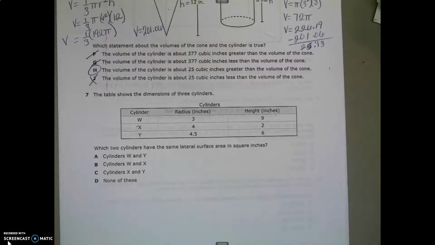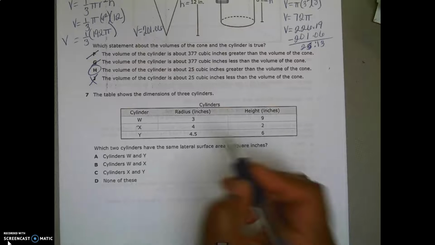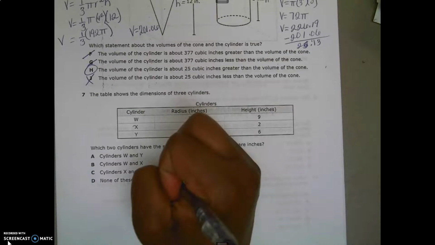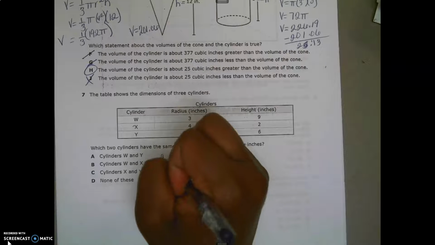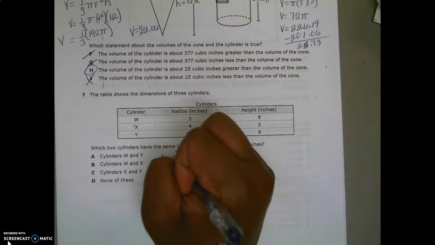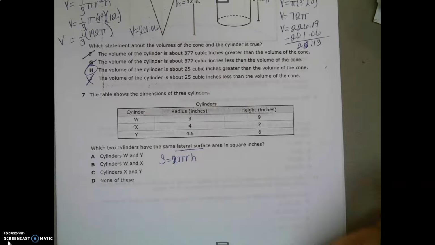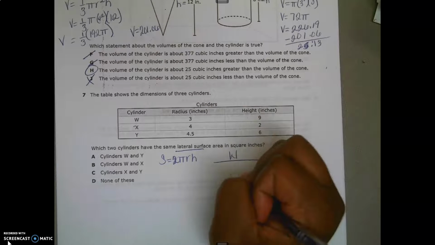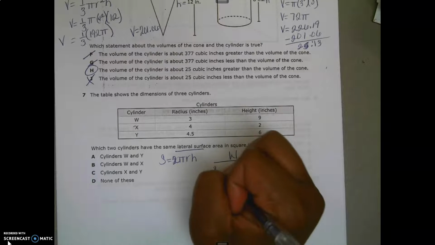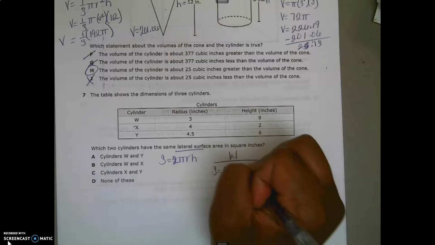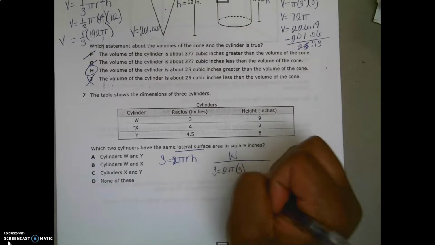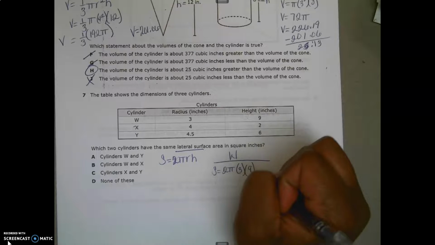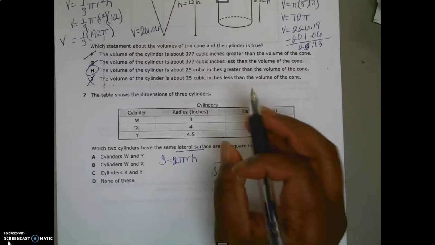Then let's look at number 7. It says that the table shows the dimensions of 3 cylinders. Which 2 cylinders have the same lateral surface area? So my formula for lateral surface area is 2 times pi times radius times height. So for cylinder W, I'm going to substitute 2 times pi. The radius is 3. The height is 9.